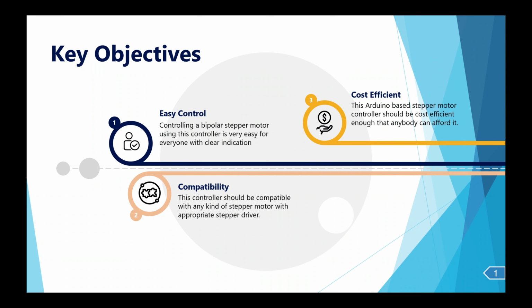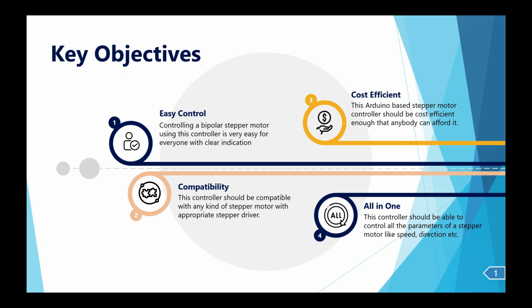The third one is cost efficiency. We have tried to reduce the cost as much as possible so that anybody can afford it. And the last one is all-in-one control. That means you can control almost every parameter of any bipolar stepper motor, like speed, rotation direction, position hold, etc. You don't need to purchase a specific controller to control a specific parameter. It is a universal controller. Using this, you can control any parameter like speed, direction, etc. of any bipolar stepper motor.